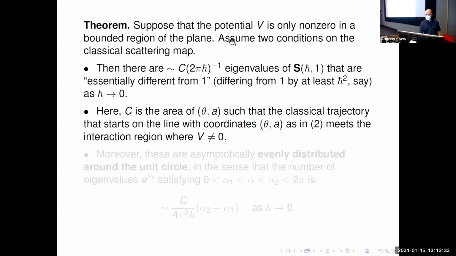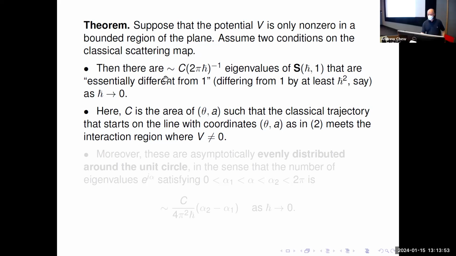These two conditions: one of them is a non-trapping condition. It says that classical trajectories will not be trapped. So if it comes in from minus infinity, it will go out to minus infinity. Then there's a more technical condition on the periodic orbits, which I won't go into.